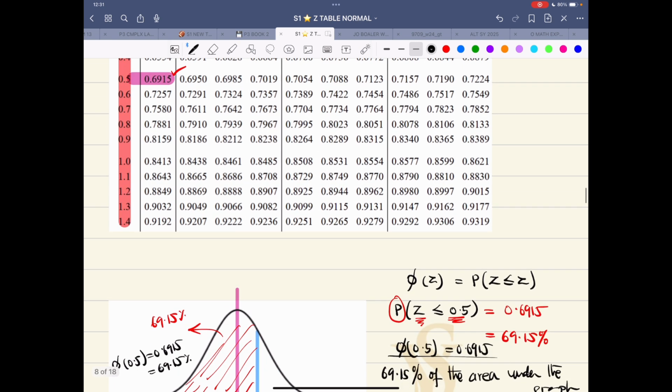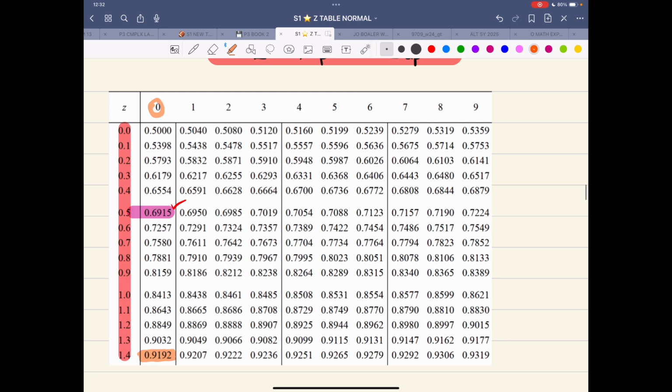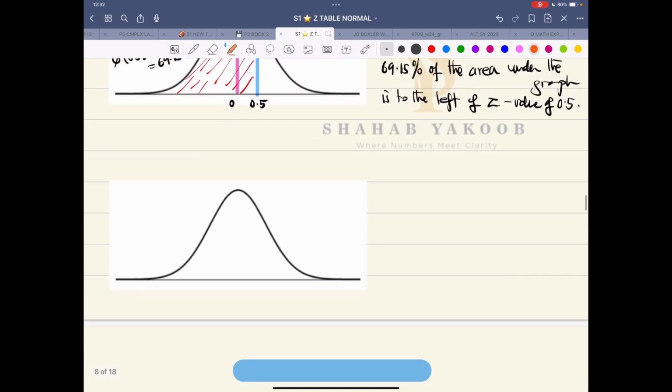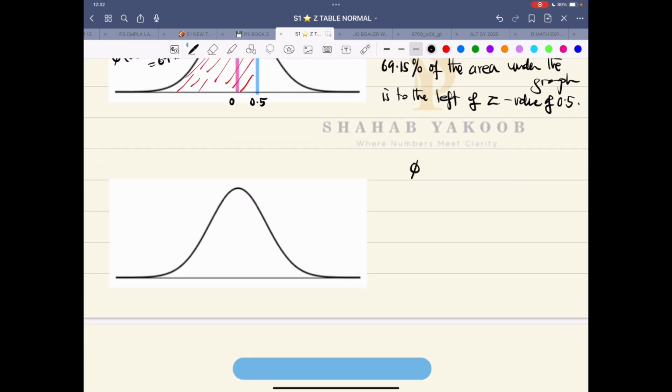Let me show you one other thing. Let's say I am interested in this thing, which is 1.4. So that is this value, which is 0.9192. So 1.40, because 0 is right over there. That's right in front. That is 0.9192. So phi of 1.4 is 0.9192. Probability Z less than or equal to 1.4 is 0.9192.